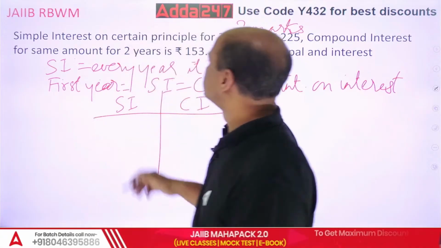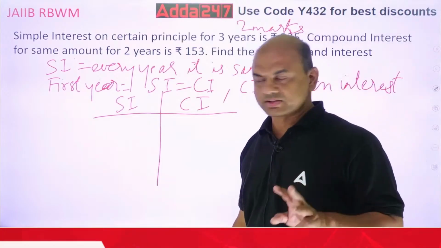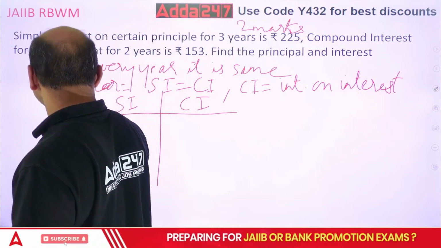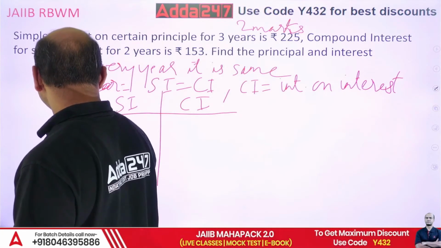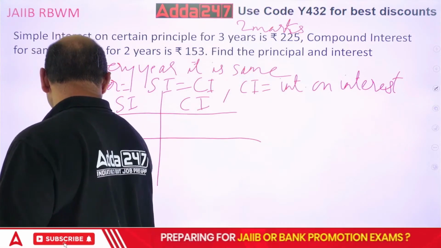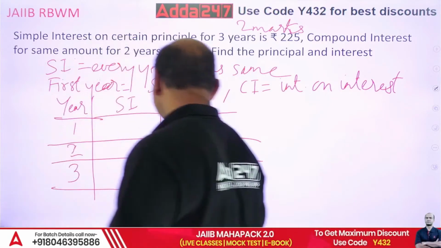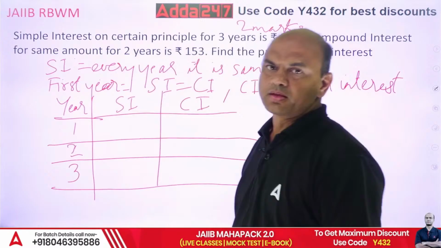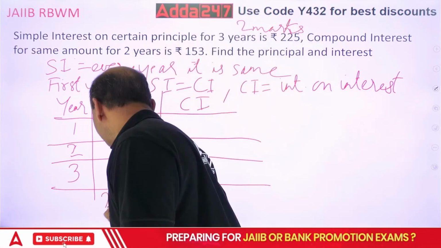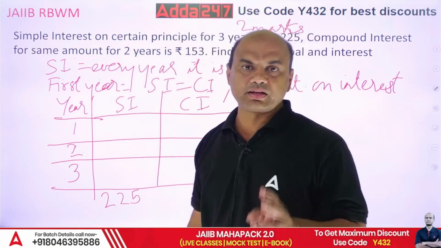What is given? Simple interest for 3 years is 225. For 3 years, okay? So we'll write the years also: year 1, 2, 3. Okay, 3 years I have written. Total simple interest for 3 years is 225.